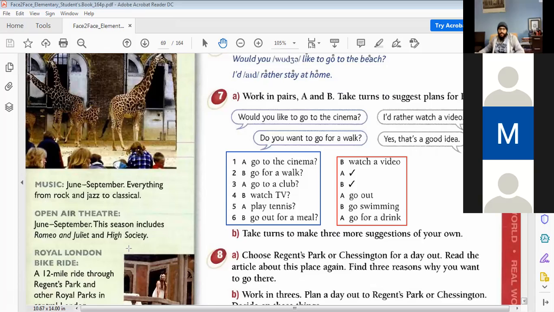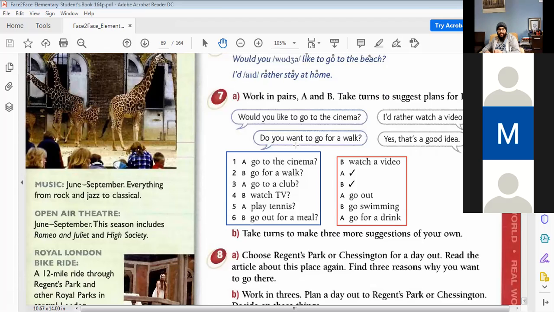Okay, so Manal, you can start. Okay Basma, would you like to go to the theater? Yes, that's a good idea. What would you like to go for to park? Not for to park. I'd rather go shopping. Okay. Would you like to go to the club? I'd rather stay at home.